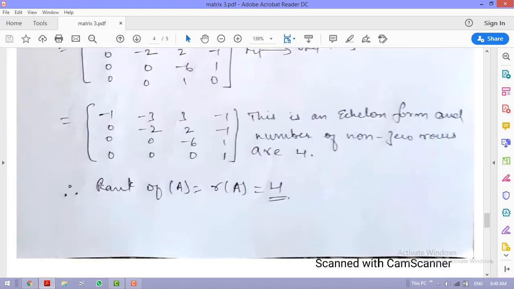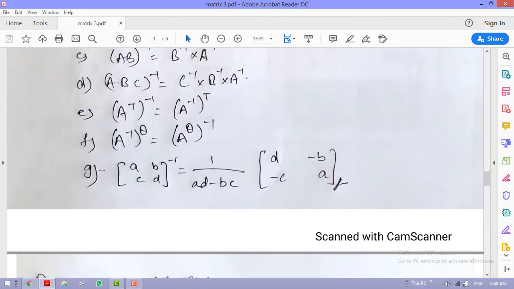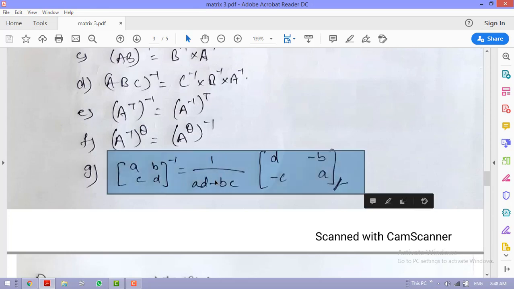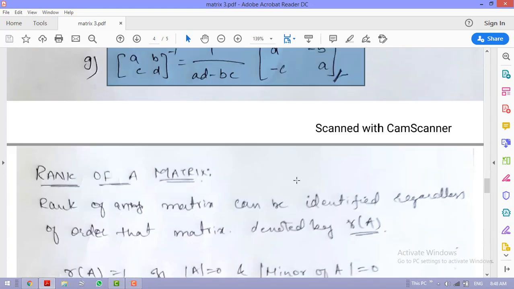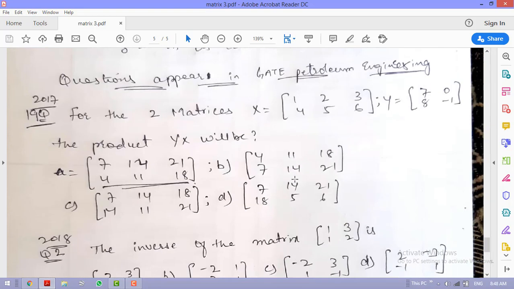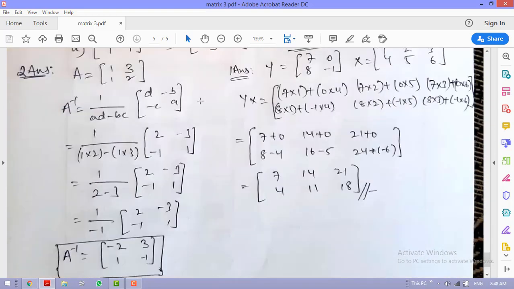I have shown you the property of A inverse, that if you are finding the inverse of a 2 by 2 matrix, then it should be 1 divided by AD minus BC, times D, minus B, minus C, and A. So now the matrix is 1 3 and 1 2. First I applied 1 divided by AD minus BC, which is nothing but 1 into 2 minus 1 into 3. Then D, minus B, minus C and A.